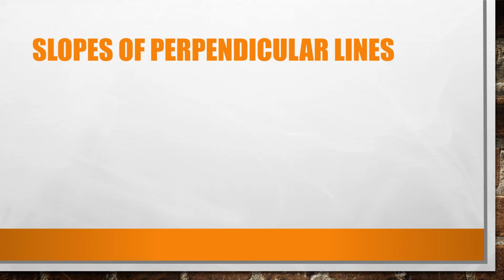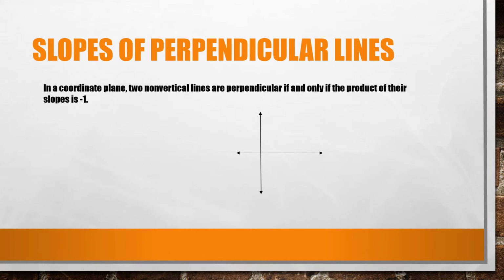Slopes of perpendicular lines. This one, you have two non-vertical lines. They're perpendicular if and only if the product of their slopes is -1. That is, if you have a slope of 3/4 and a slope of -4/3, they multiply to give you -1. They're negative reciprocals of each other. Their lines will always form 90-degree angles.